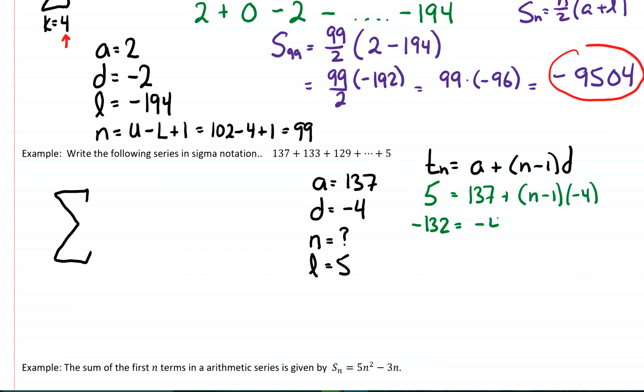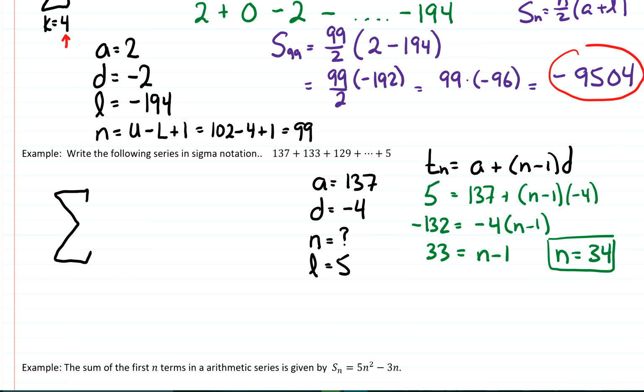That's now -4 times n minus 1. So I'm going to divide by -4, which will give me a positive. So it's going to give me 33. And that's n minus 1. So I know my n value now is 33 plus 1, which is 34. So I have 34 terms here.